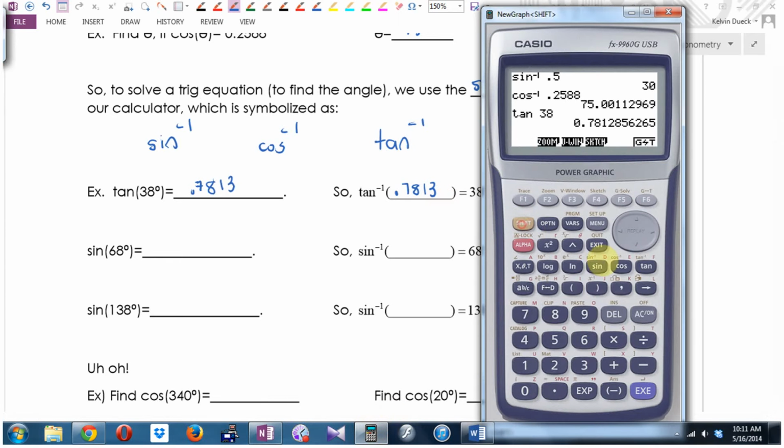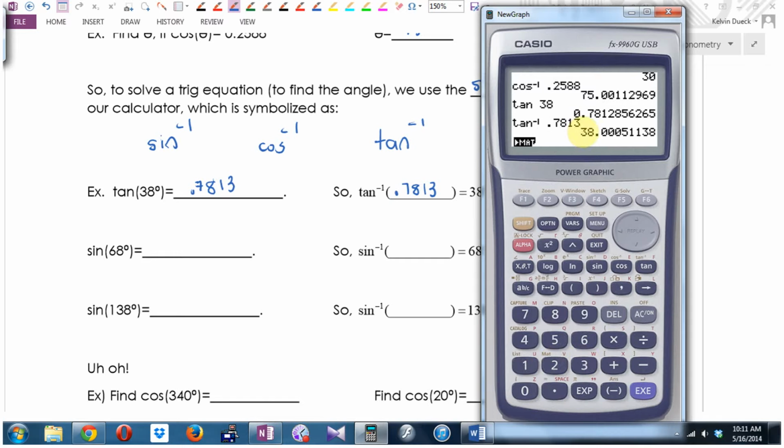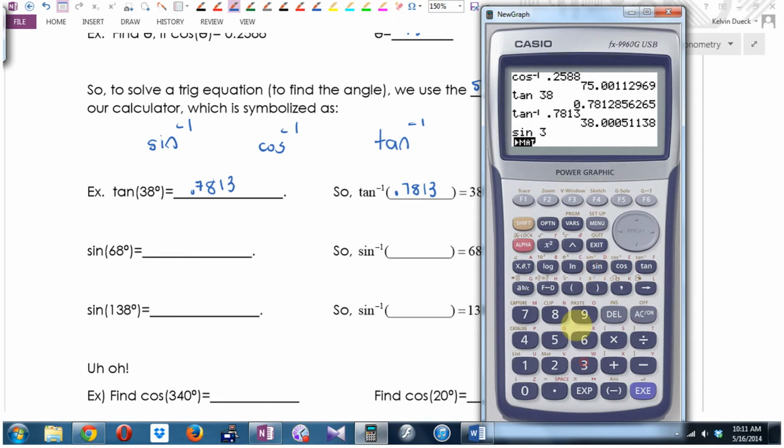If I go shift tan of 0.7813, now I don't quite get 38 degrees. Why don't I get exactly 38 degrees? Because I rounded this off. But I do get 38 degrees, right? Check. Yeah. Find the sine of 68 degrees. Oh.